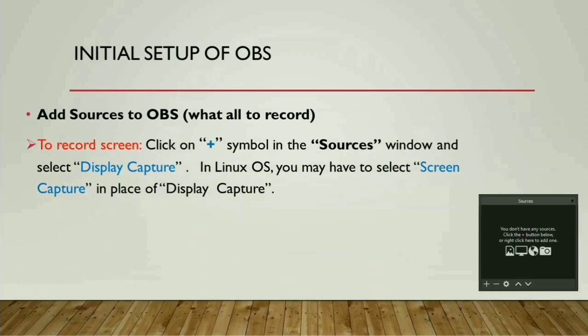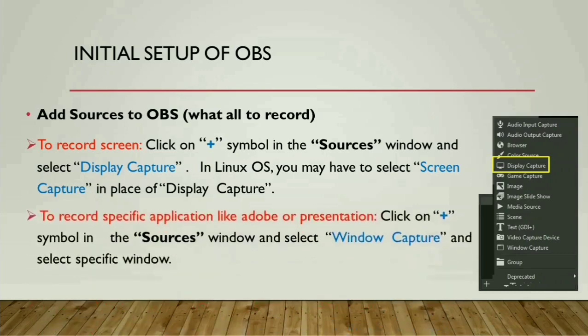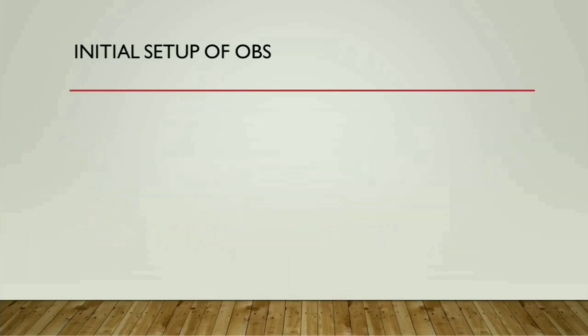So see, to record our screen, how we can add the sources. Click on the plus symbol in the sources window and select display capture as a source. In a Linux operating system, you may have to select screen capture in place of display capture. To record a specific application like Adobe or a presentation, click on the plus symbol in the sources window and select window capture and select the specific window for window capturing.